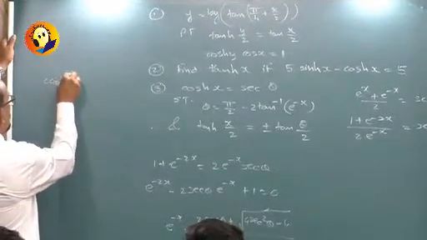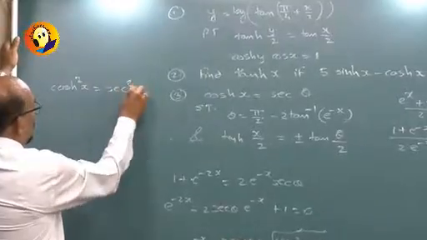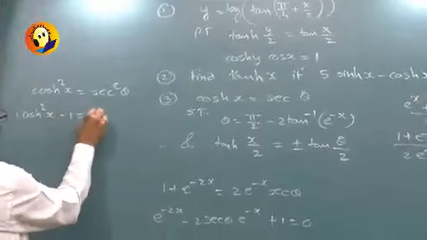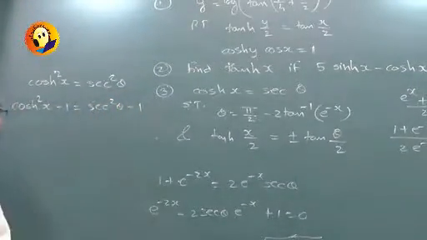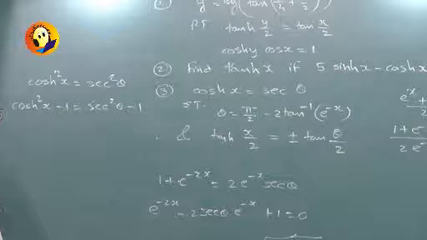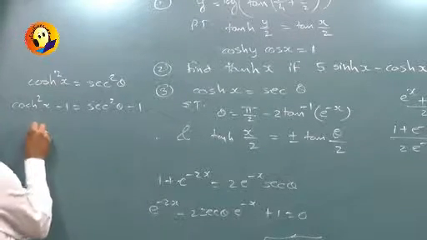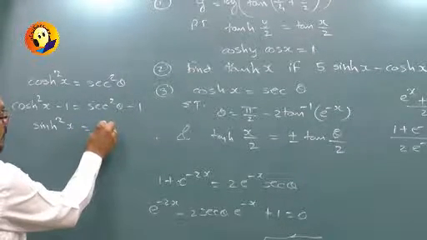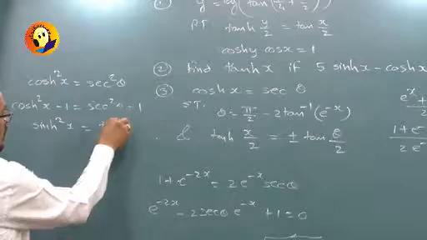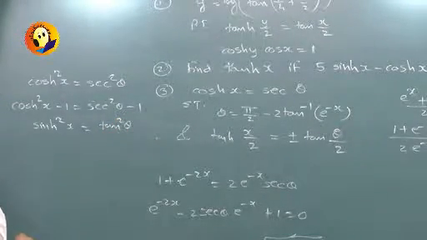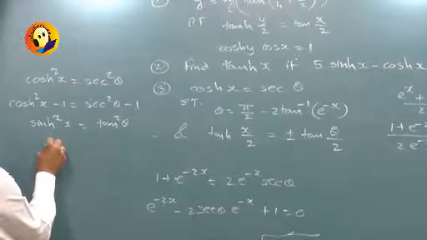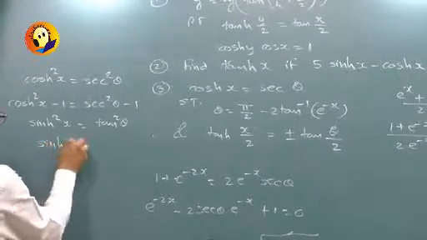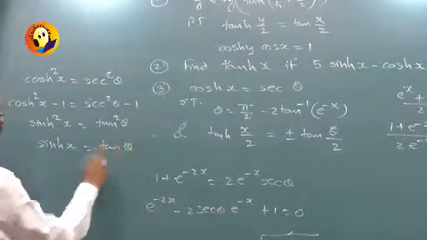Can I say it this way? Cos square x is equal to sec square theta. Yes. Can I say cos square x minus 1 equal to sec square theta minus 1? What is cos square x minus 1? Sin square x is equal to tan square theta. So it will be sin x equal to tan theta.